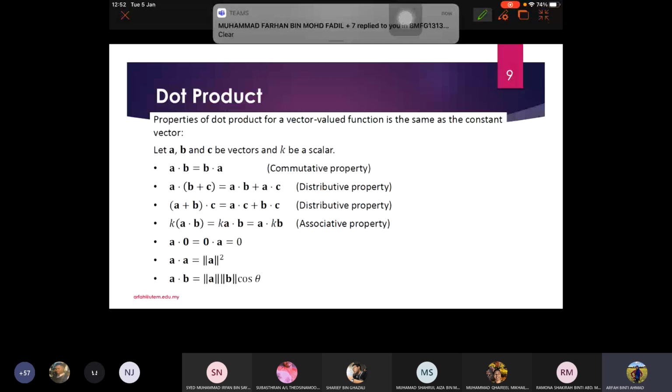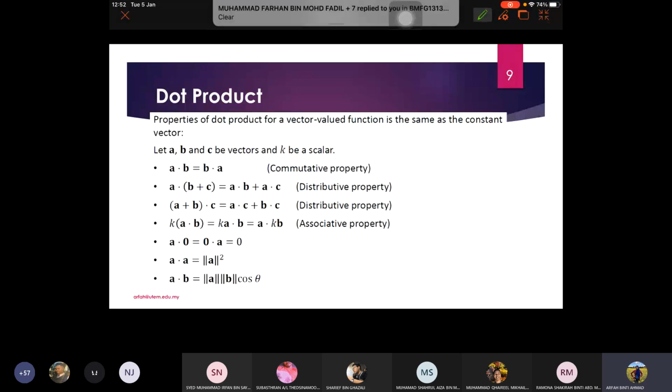Properties of the dot product of the vector value function are the same as the constant vector. So these are some of the mathematical properties. Let A, B and C be the vector. That means A, B dan C akan ada komponen i, j dan k. And k is any scalar. Maksudnya k tu sebarang nombor lah. Sebarang scalar. Okay. So kalau vector A dot product dengan vector B akan sama juga dengan vector B dot product dengan vector A. Okay. So if vector A didarabkan dengan B tambah C akan sama dengan vector A dot product dengan vector B tambah dengan vector A dot product dengan vector C. So awak boleh apa nama dia? Distributive property.